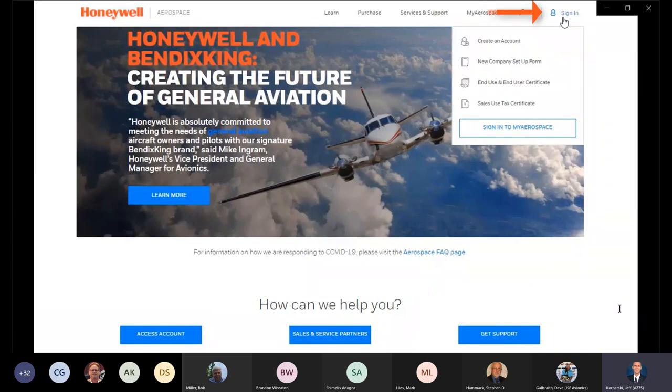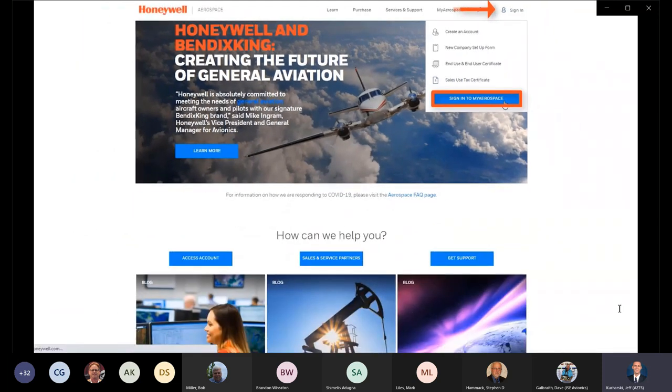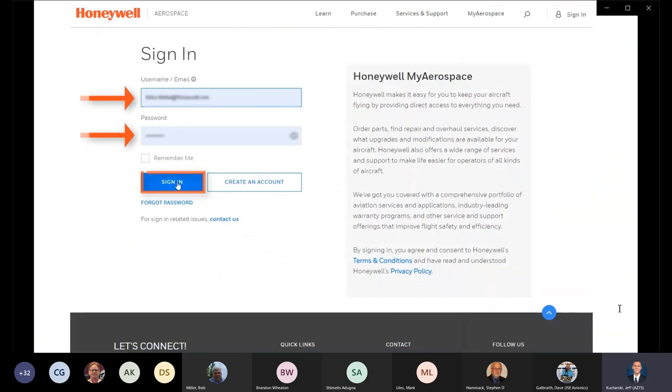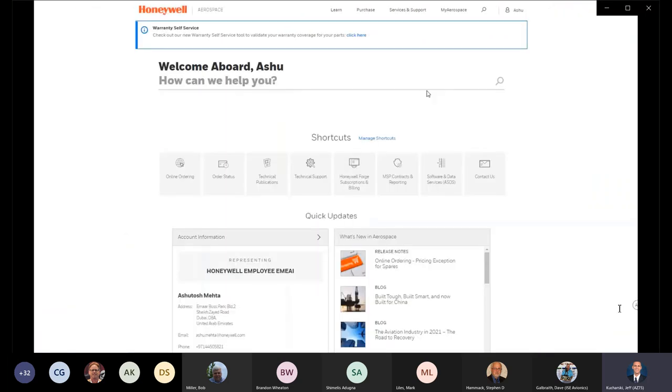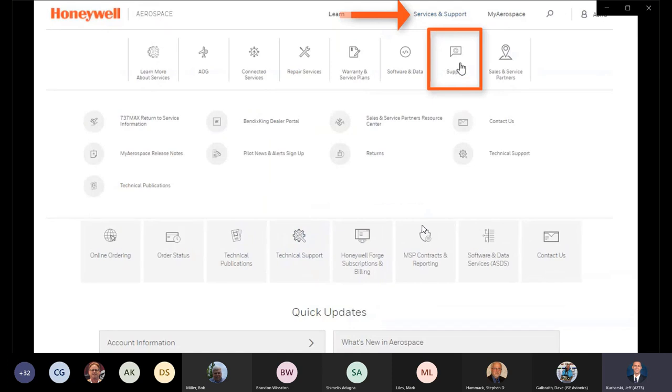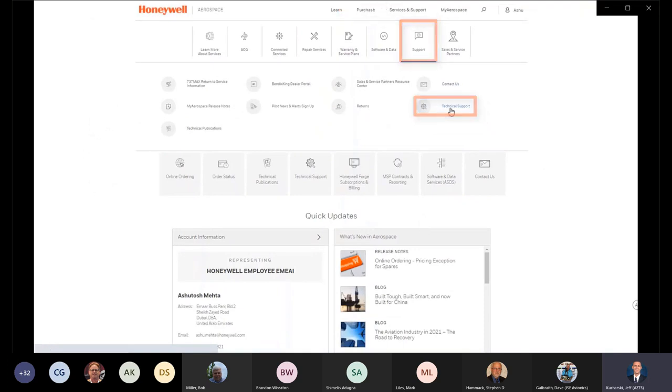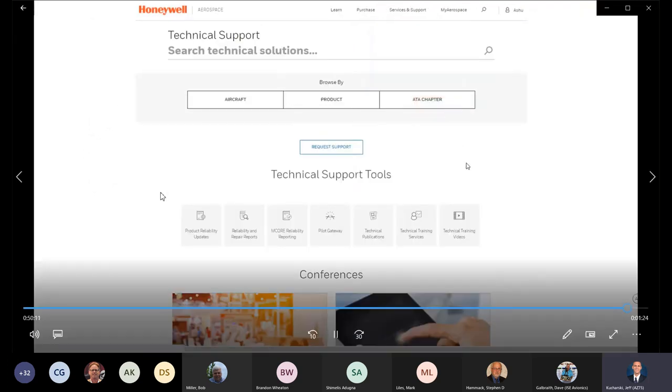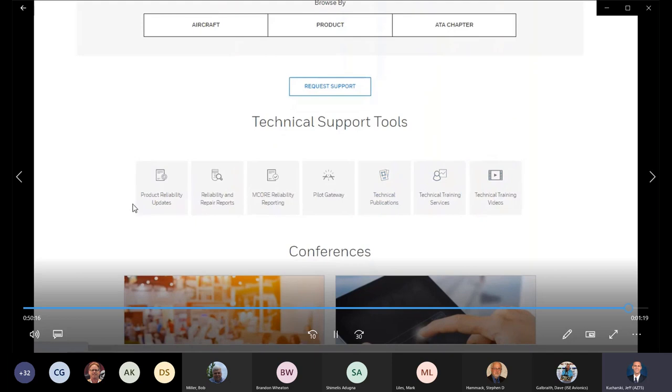Firstly, you must log into the My Aerospace portal with your user ID and password. From the landing page, if you already have shortcuts selected, you can select technical support. If not, select services and support. You'll see a number of drop-downs and you need to select support. From the next set of drop-downs, you select technical support. On the technical support page, you will see that we have many technical support tools available, including training videos and publications. In this instance, we want product reliability updates.